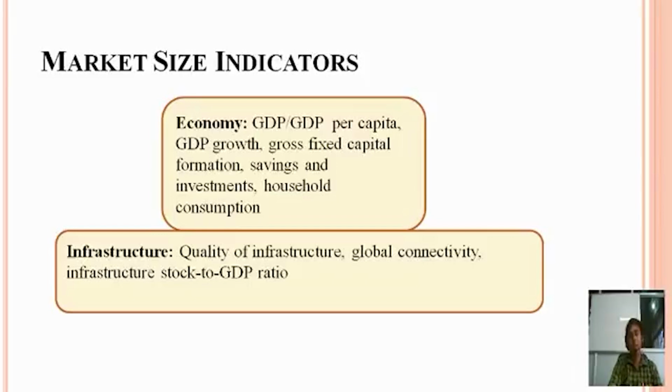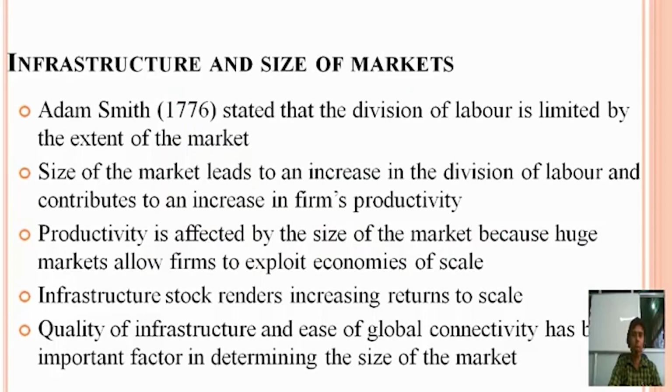At the same time, we can also look at the quality of infrastructure, global connectivity, and infrastructure stock to GDP ratio as indicators of how infrastructure is added as part of the expansion of the economy. If the quality of infrastructure, global connectivity, and total infrastructure stock to GDP ratio are increasing, that is also an indicator that infrastructure has improved compared to the previous level of availability, and that shows the chance to expand the size of the market.